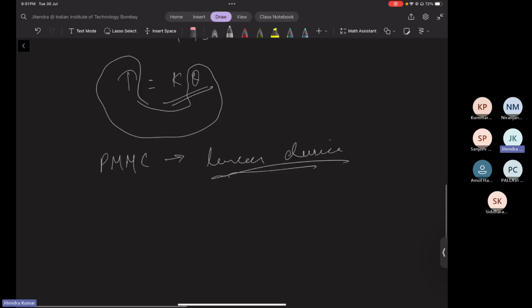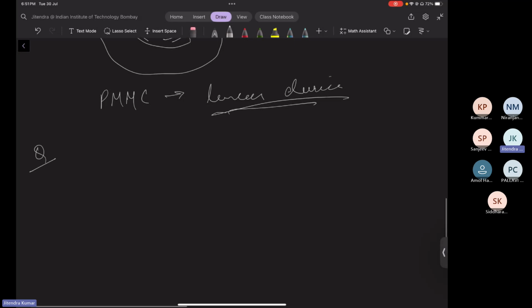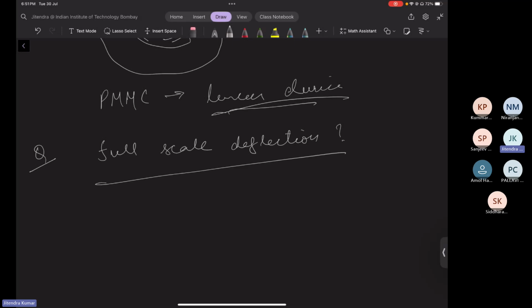So the next question is we need to calculate the full scale deflection. What do we mean by full scale deflection? Full scale means the pointer will reach its maximum value. That is nothing but 90 degree, right?